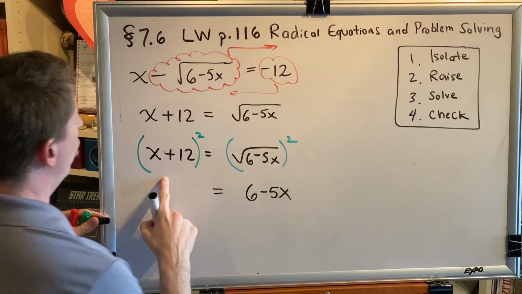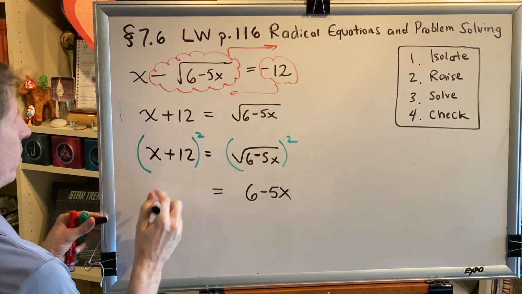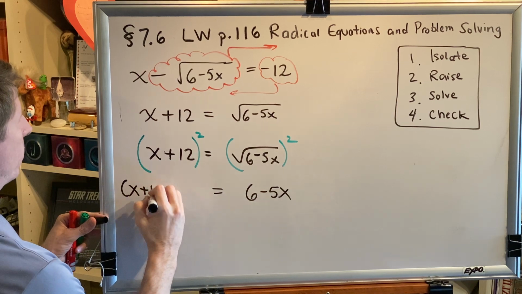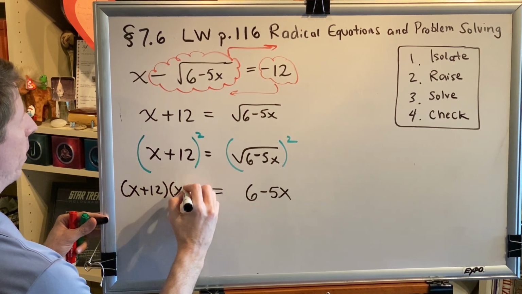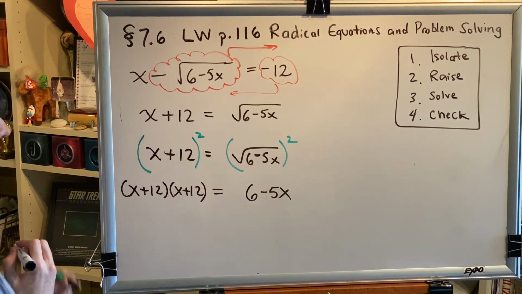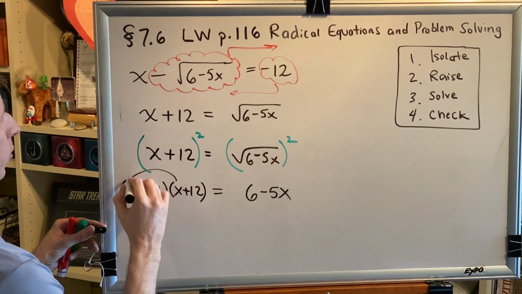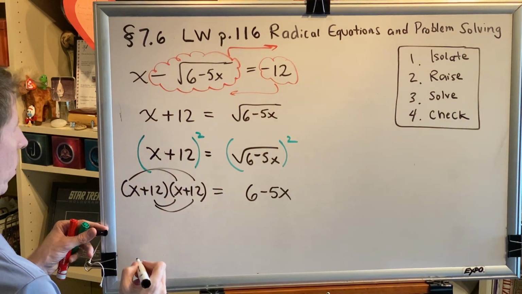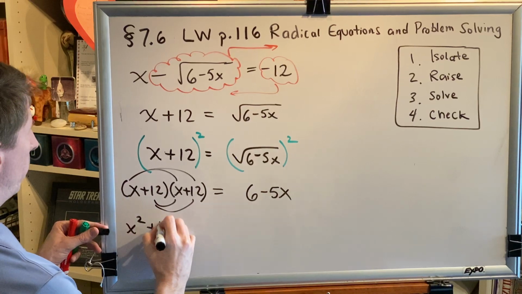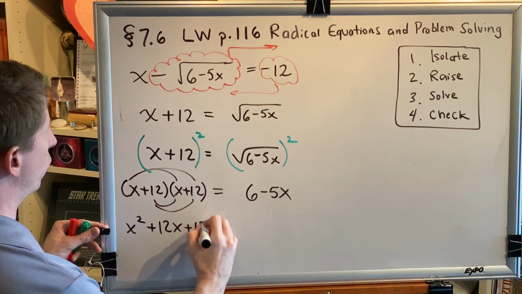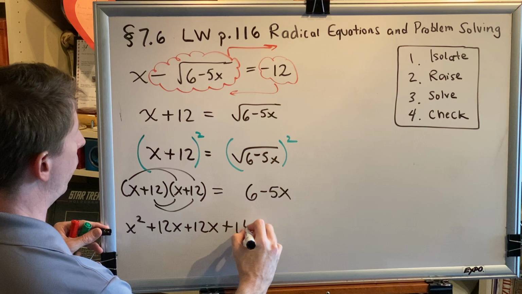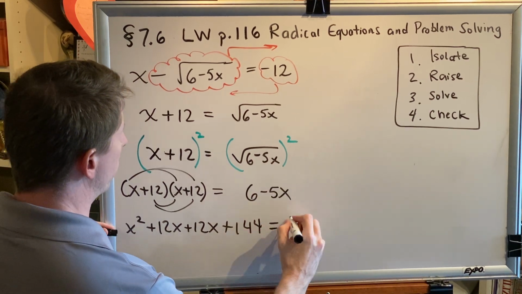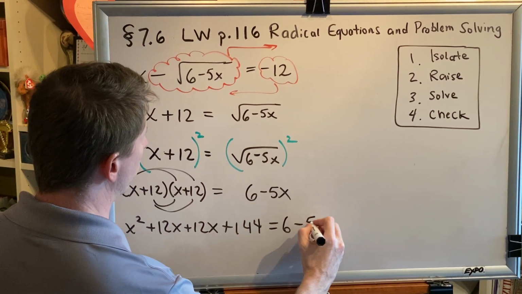On the left side, we have to acknowledge that an exponent tells us how many times to multiply a base by itself. So this is an x plus 12 times another x plus 12. And we'll multiply those two binomials using FOIL. So we get x squared plus 12x plus 12x plus 144 equals 6 subtract 5x.